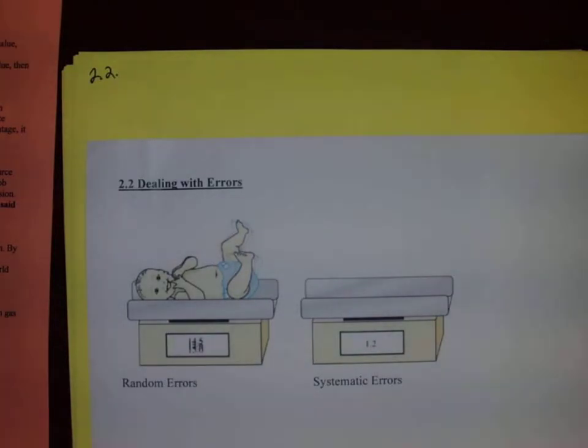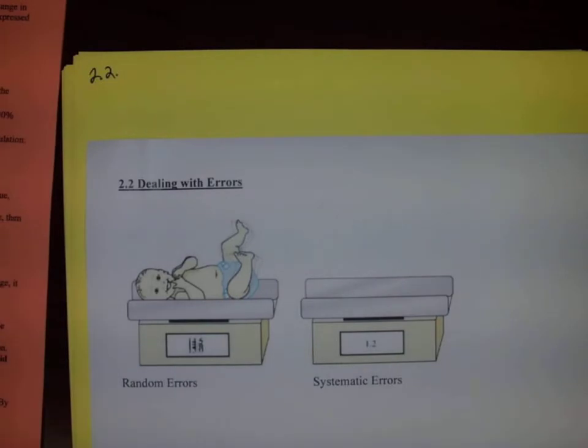So we are talking about dealing with errors in this section. And there are different types of errors that we are going to talk about.